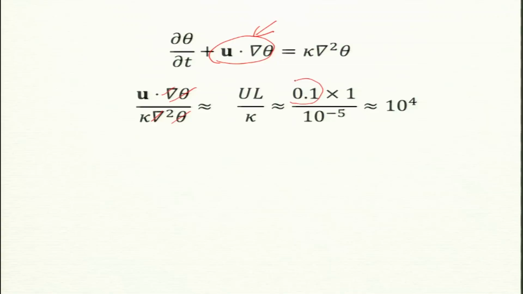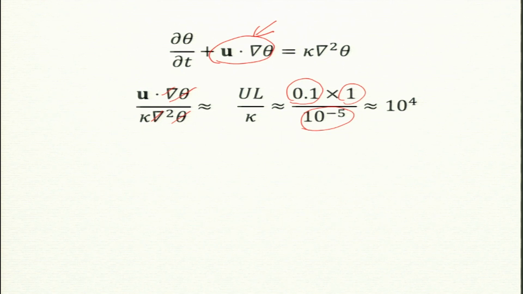But it could be faster too. I mean, this is only an order of magnitude. So, U is 0.1 meters per second. I am using only MKS, or SI units, right now. L is the same, 1 meter, and kappa is 10 to the power minus 5. So, the number is 10 to the power 4.